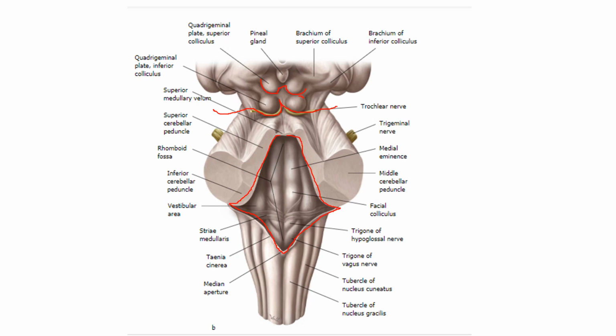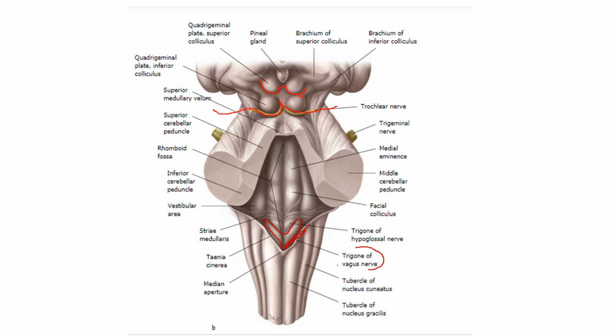Point out a couple of things here. Okay, so I'm going to erase over here, but looking at the bottom aspect of the floor of the fourth ventricle. So trigone of the vagus nerve. Okay, so right here, see how you could see this V-shaped right here? That's how I remember that one.